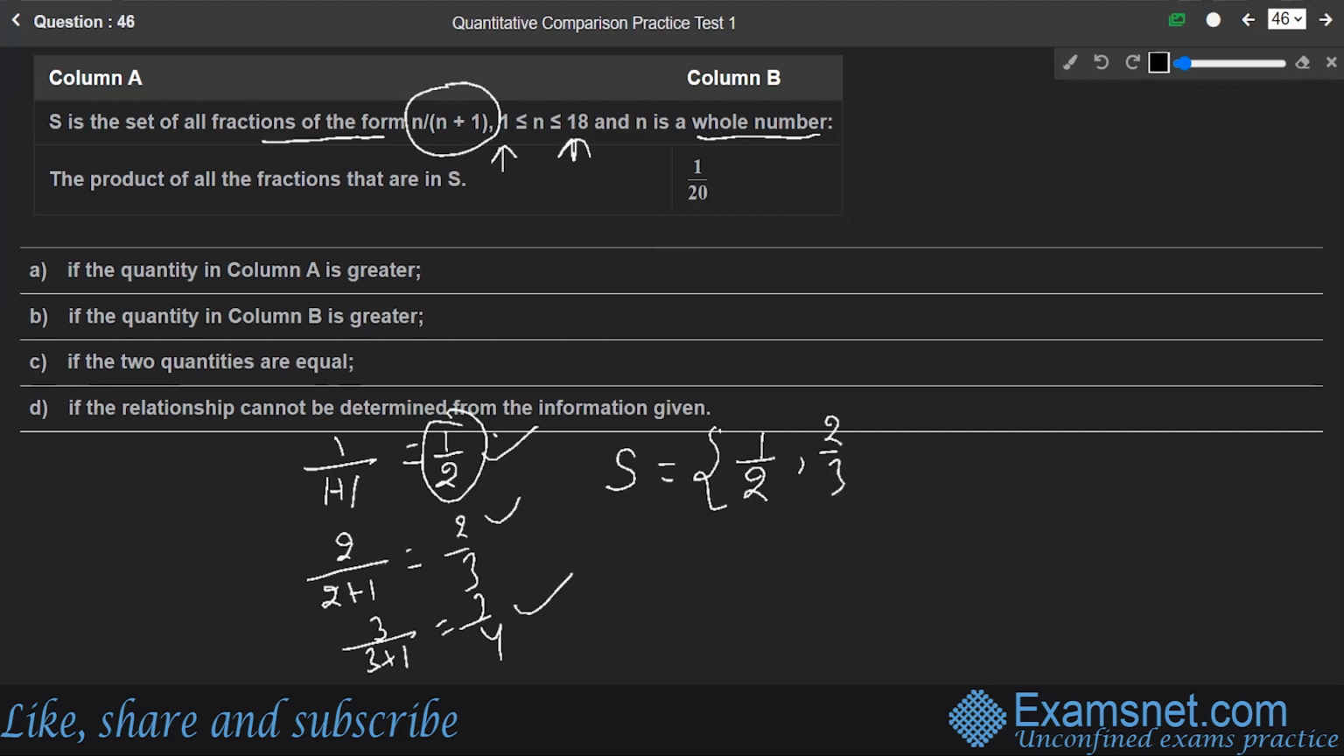Second will be 2 by 3. Then will be 3 by 4 and so on, so on. So the final value will be when n will be 18, so 18 by 19. This will be that particular set containing the values as final as this. Now, let us see the column A.